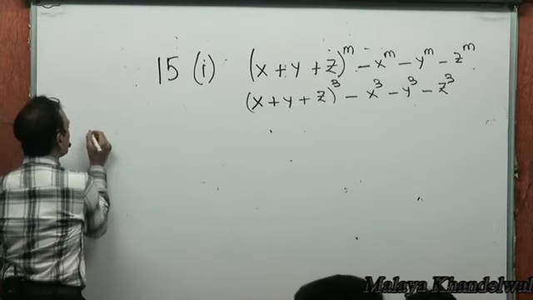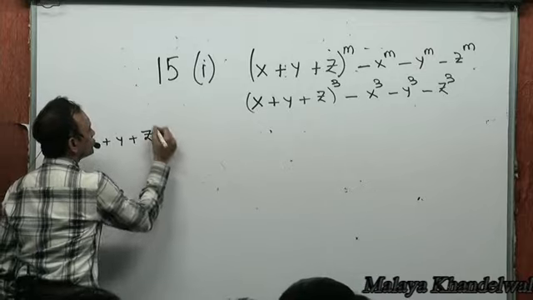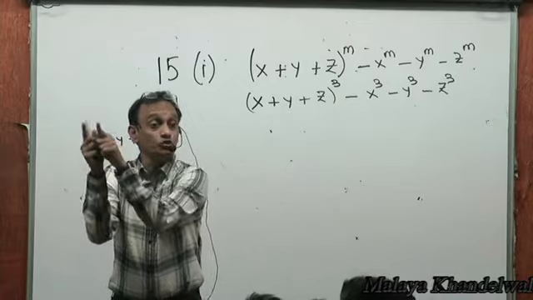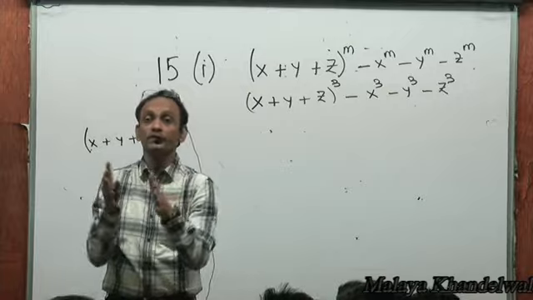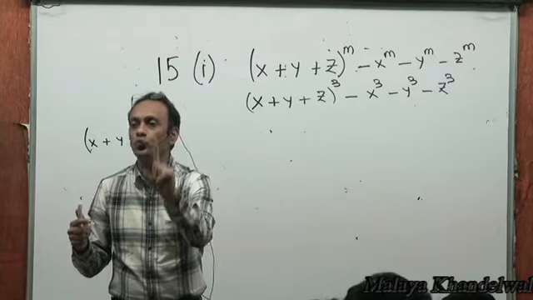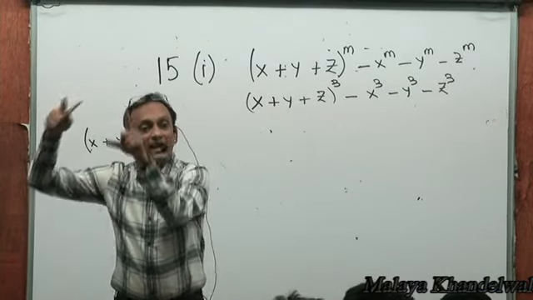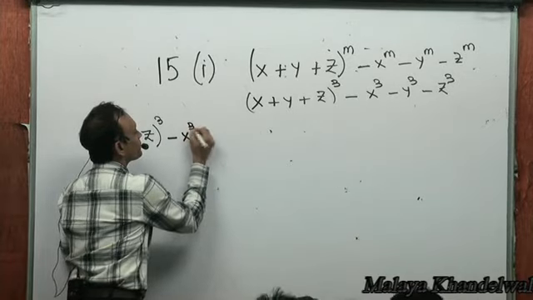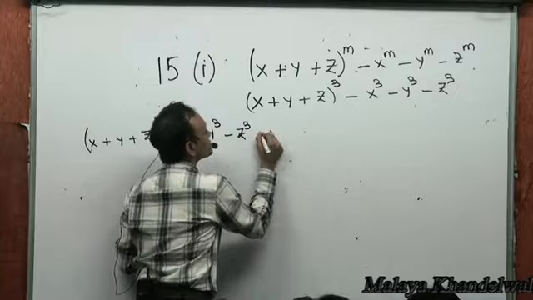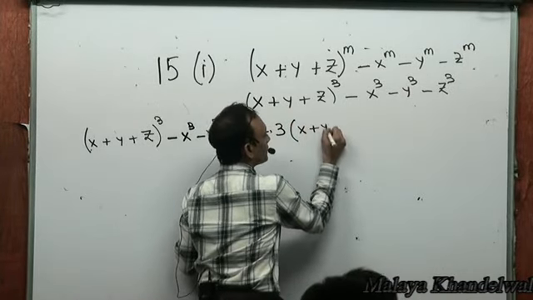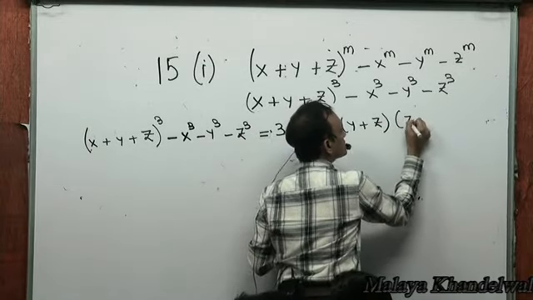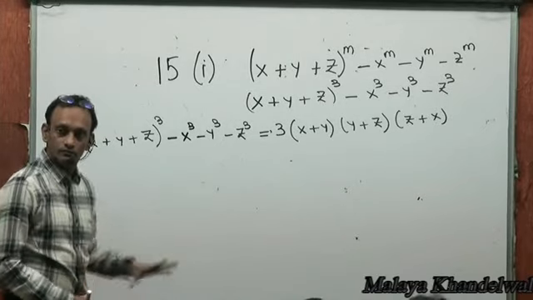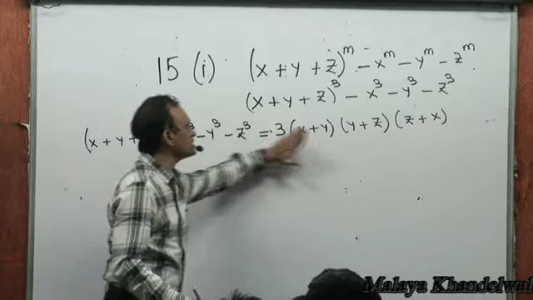Now, one thing, x plus y plus z whole cubed is actually x cubed plus y cubed plus z cubed plus 3 times x plus y into y plus z into z plus x. I hope all of you know this result. That means x plus y plus z whole cube minus x cube minus y cube minus z cube must be 3 times x plus y into y plus z into z plus x. Right? This is an identity. This will be this plus 3 times this.